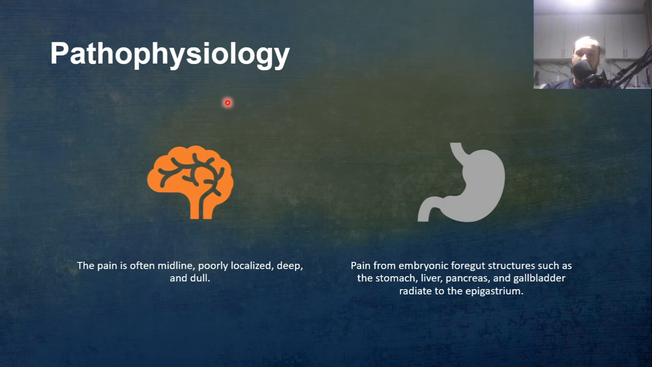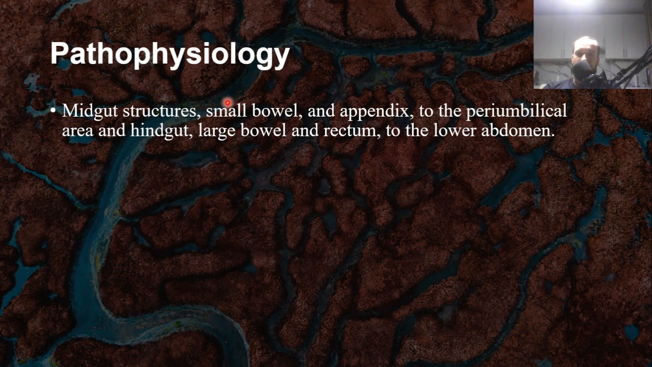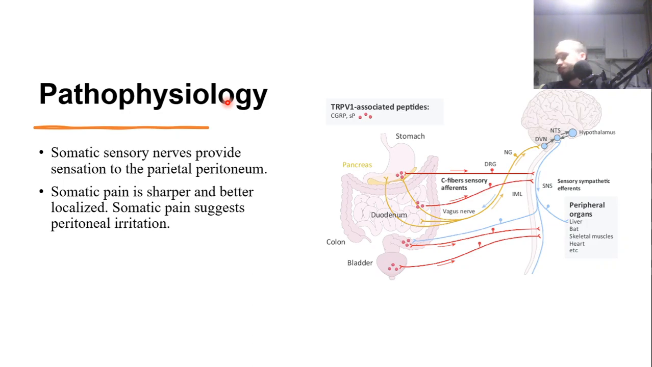Pain from embryonic foregut structures such as the stomach, liver, pancreas, and gallbladder radiates to the epigastrium. Midgut structures, small bowel and appendix, radiate to the periumbilical area, and hindgut, large bowel and rectum, to the lower abdomen. Somatic sensory nerves provide sensation to the parietal peritoneum. Somatic pain is sharper and better localized. Somatic pain suggests peritoneal irritation.